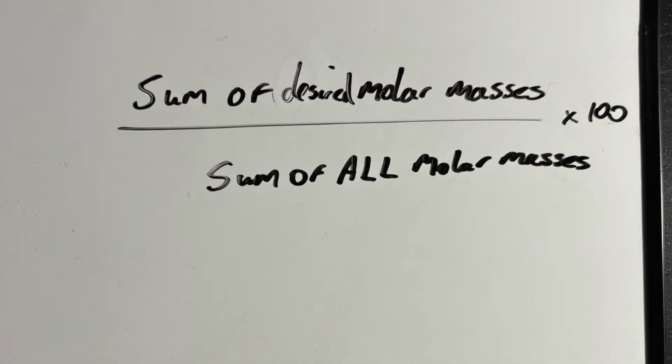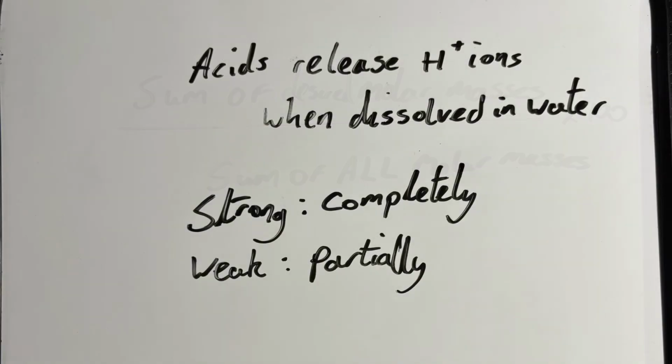You may also be asked to calculate the atom economy of a certain equation, and it's the sum of the desired molar masses over the sum of all molar masses times by 100. And this is used for the product side of the reaction, and it helps determine how useful a reaction will be. Now, moving on completely from reactions, we have the topic of acids and alkalis.